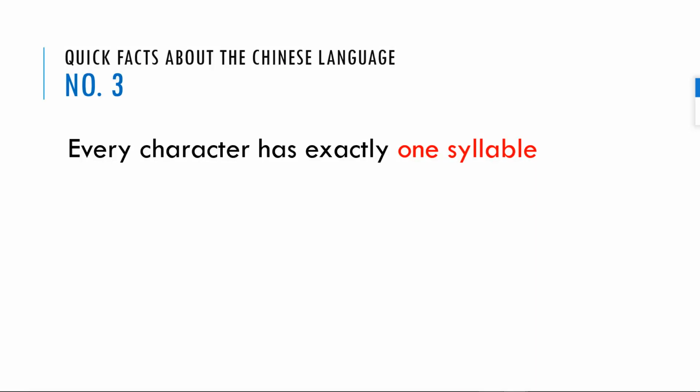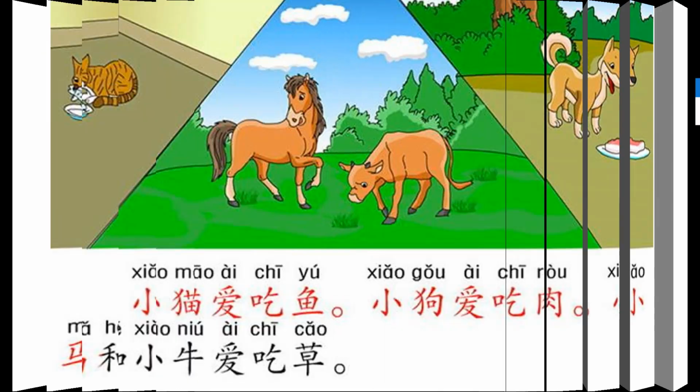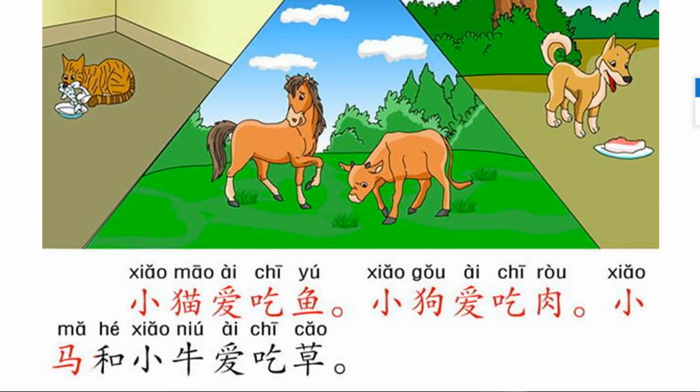Okay, the next fact about Chinese language is that every character has exactly one syllable. This is related to how Chinese sounds. For example, this is a text for children learning Chinese at the very early stage in China. I will read it for you. Okay, you can probably figure out what it says. Firstly, it says a cat.